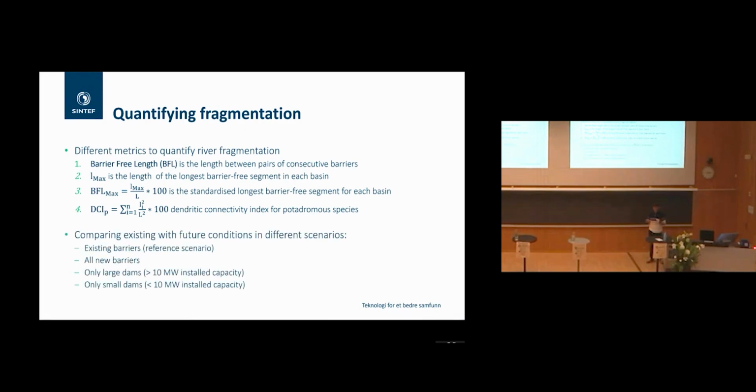But we need to assess if there's a real fragmentation to quantify. We need to compare it with something. So first, we built a reference scenario, which is the current state. So how fragmented is it now? If we don't build anything, this is what we have. And then we built 3 future scenarios. There were more, but these ones are the more interesting. So what happens if we build all the new barriers? What happens if we build only the barriers for large hydropower production, so the ones with installed capacity more than 10 megawatts? And what happens if we build only the ones for small hydropower production, so the small plants?